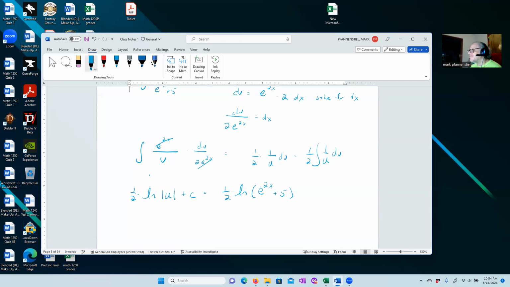So do I need the absolute values if this thing is always going to be positive? Yeah, it's always going to be positive, so we can get rid of the absolute value signs. Because if I ask, what's the absolute value of 10? It's 10. The absolute value of e to the 2x plus 5 is e to the 2x plus 5. So we can just replace that and then have our plus c in there. And that looks a little less intimidating than having absolute values in there.